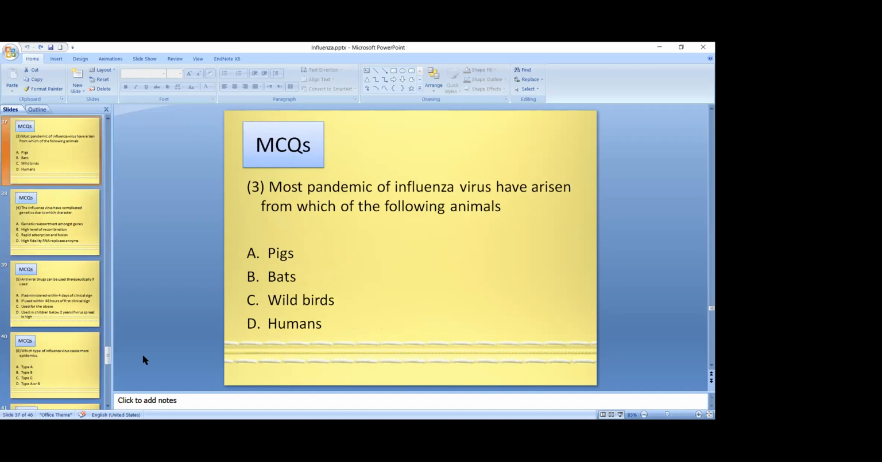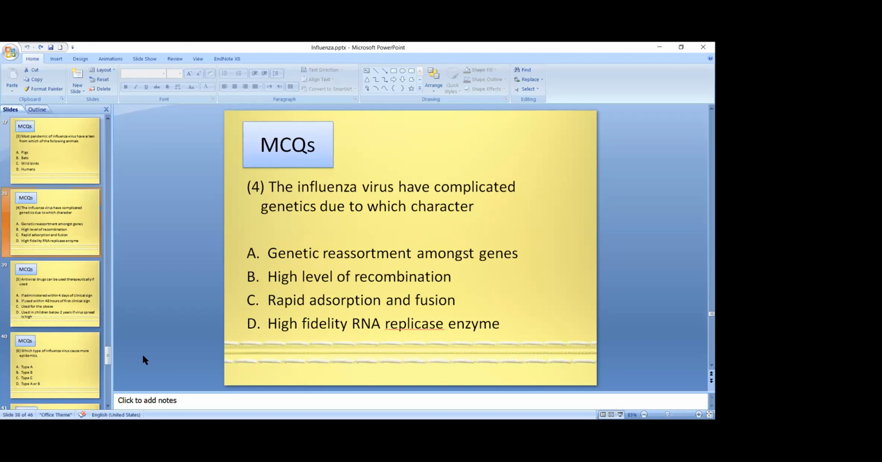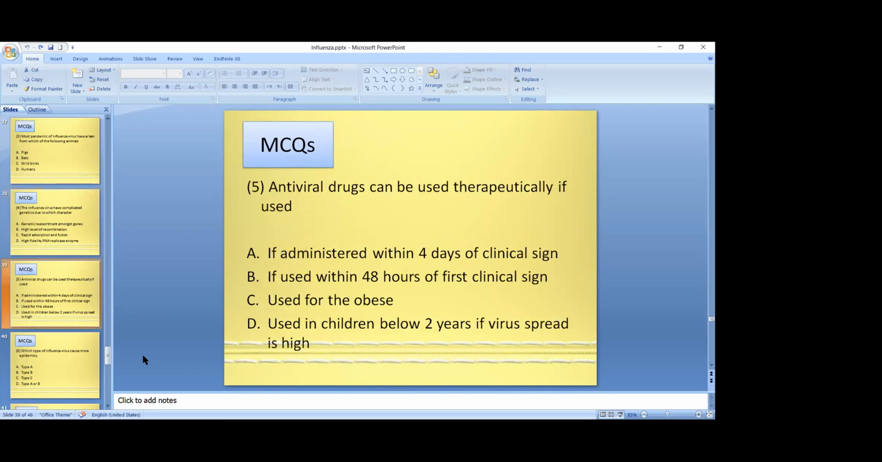Most pandemics of influenza virus have arisen from which of the following animals? Pig, bats, wild birds. Wild birds, correct answer C. The influenza virus has complicated genetics due to which character? Genetic reassortment amongst genes, high level of recombination, rapid adsorption and fusion, high fidelity RNA replicase enzyme. The correct answer is A, genetic reassortment amongst genes.